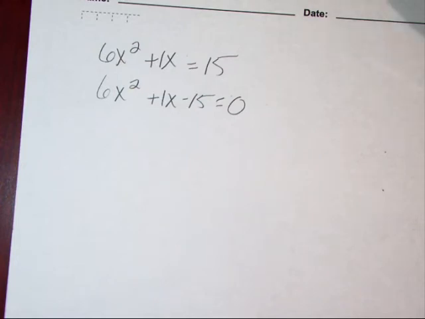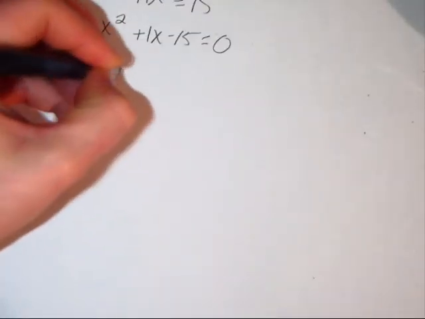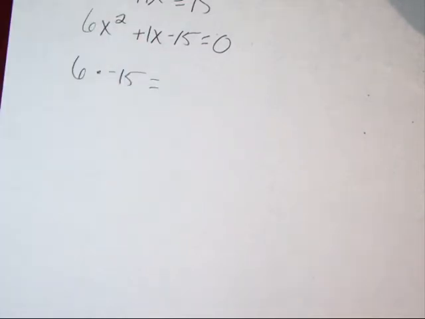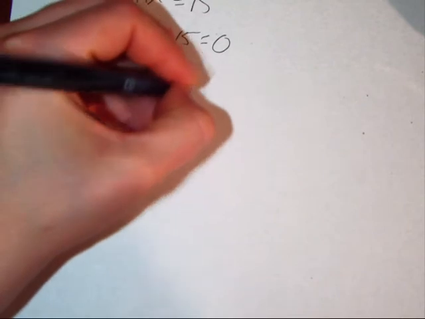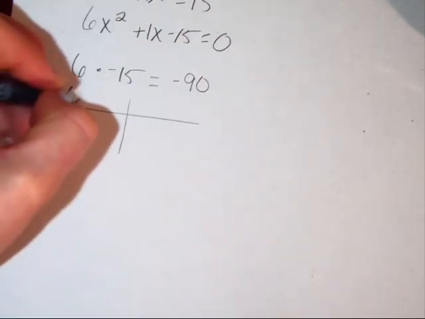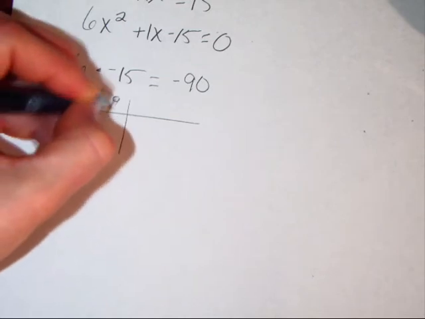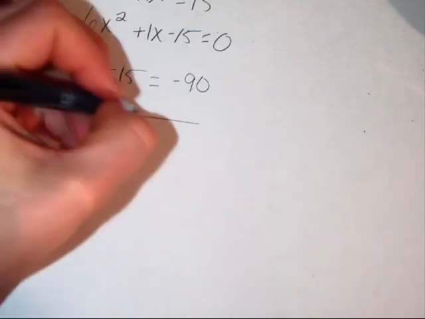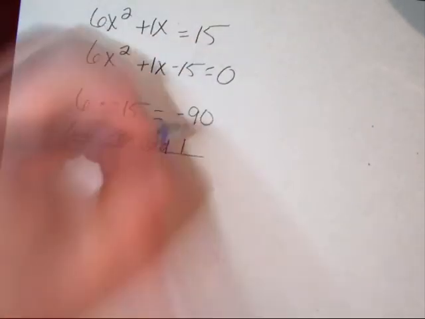If you like the book way, this is the last example we're doing, I think. It's probably not, I don't know. If you like the book way, you will multiply 6 and negative 15, and you will get a very large, obnoxious number of negative 90. So you make your t-chart, and you have to do factors of negative 90. Whew. And these factors have to add to this magic number up here, 1.